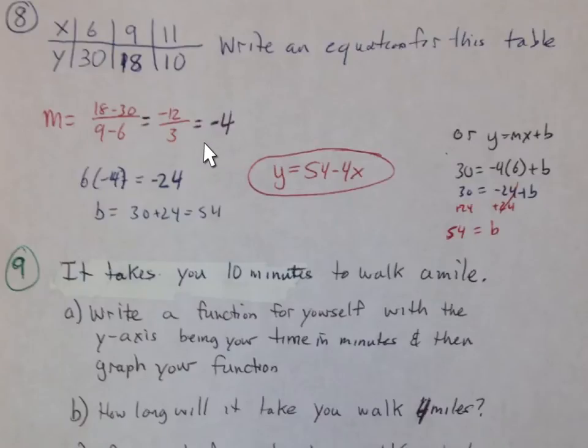Now, the problem for this, I know my rate is decreasing by -4, but how did I get 54 here? How do I get my b value? Well, you have to kind of work your way back. What you have to realize is to get to 6 here, I had to subtract 4 six times. So if I multiply 6 times -4, I get -24.